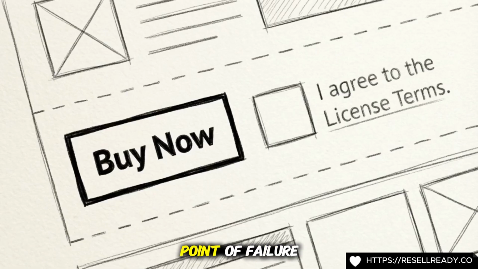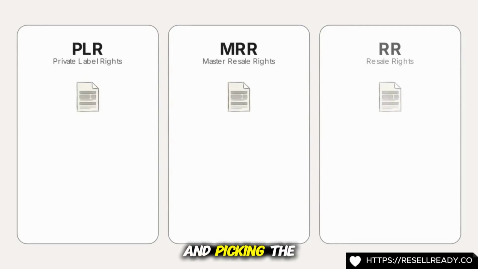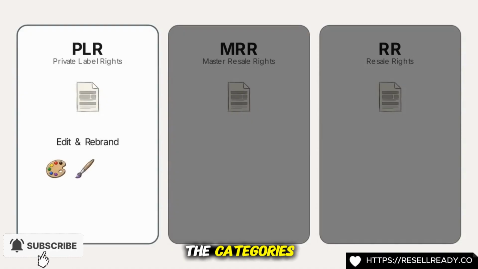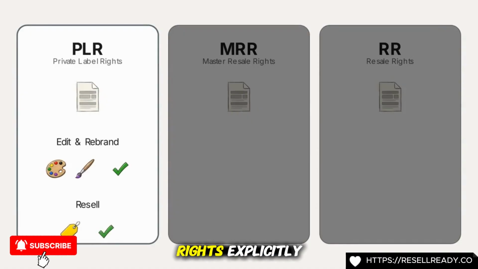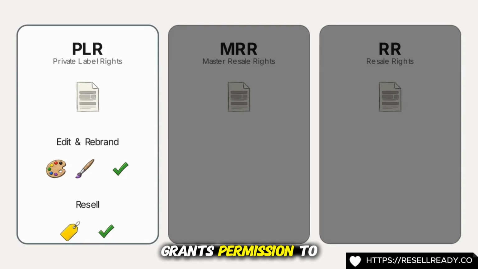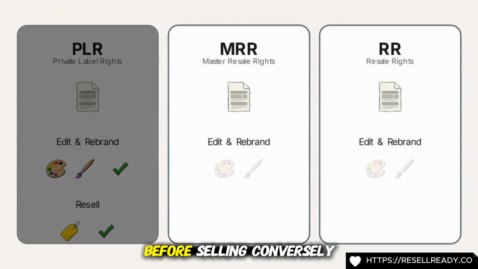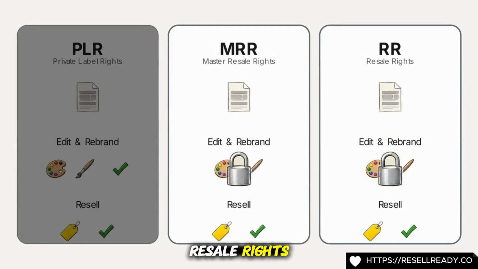The most common point of failure for beginners happens right at checkout: misreading the digital resale license. There are 3 distinct types of rights, and picking the wrong one limits what you can legally do. This chart compares the categories. PLR, private label rights, explicitly grants permission to fully edit and rebrand the file before selling. Conversely, master and standard resale rights strictly lock the file, forbidding you from altering text, updating design, or claiming ownership.